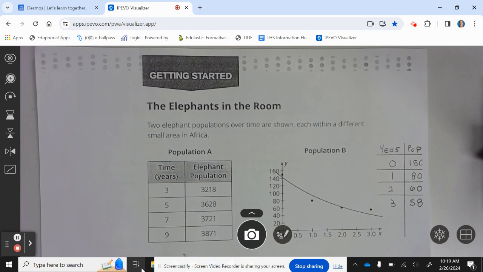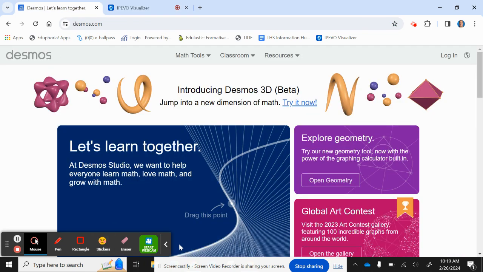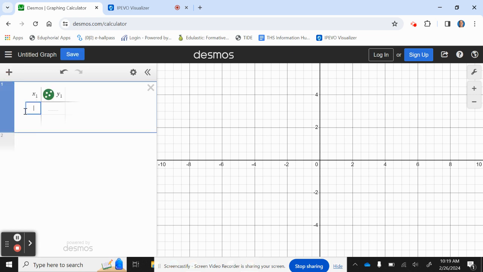Getting started, the elephants in the room. The two elephant populations over time are shown, each with a different small area in Africa. 1. Estimate an exponential function for each population change over time. Okay, let's go ahead and do that. So we're going to go to Desmos, add the table.